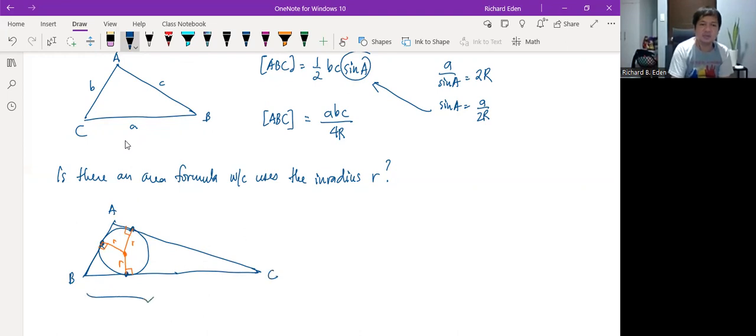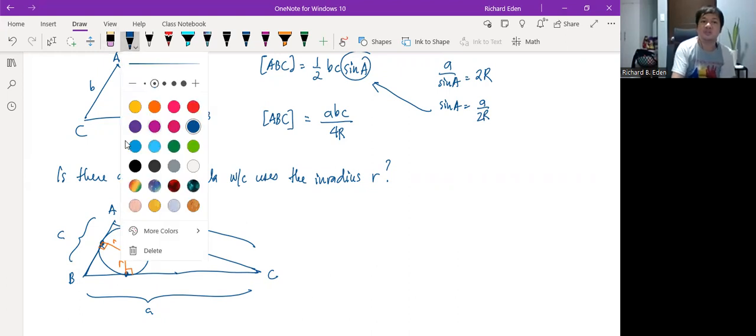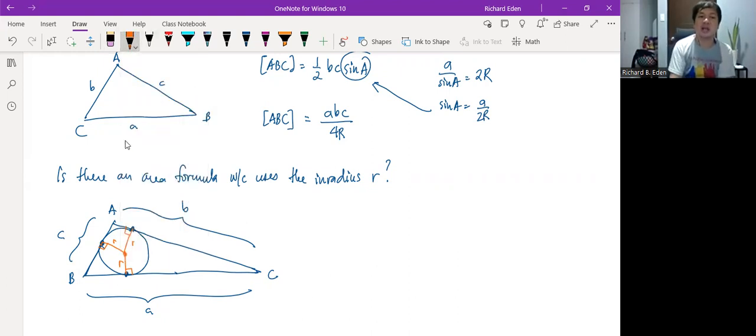Let me label the vertices A, B, and C. And then as usual, small a, small b, small c. The center, let's call it point P. So that's, wait, in center pala to, no? Say we have a letter we typically use for the in center, I.